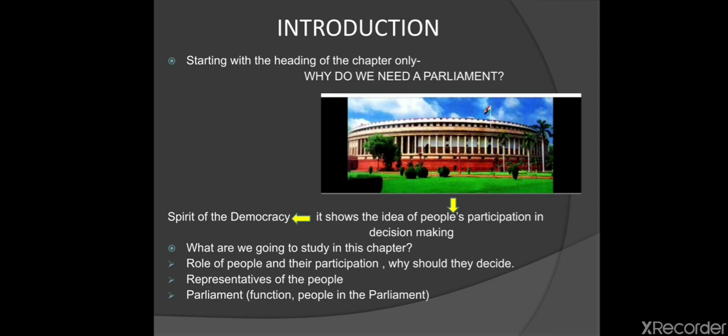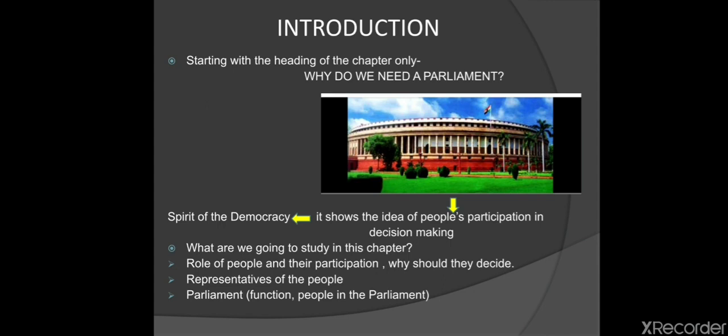So it is really an interesting chapter. You will come to know how the central government works, what it comprises of: parliament, Lok Sabha, Rajya Sabha, who are the people in the parliament, how are they elected, how a prime minister is elected. So all these processes we will be studying in detail in this chapter.